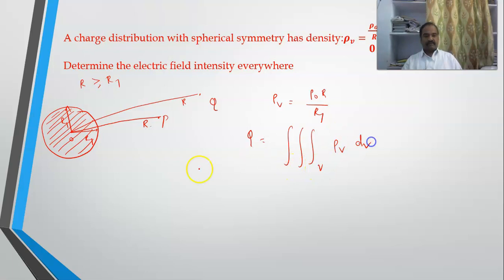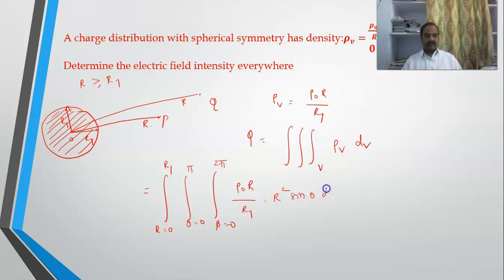Rho v dv. So what I will be getting? r must be varying from 0 to r1, the entire r1 now, because I am considering the entire sphere. And theta is from 0 to pi, phi is from 0 to 2 pi, rho naught r by r1 into r square sine theta d theta d phi, right? This is the form. Now again, what I will be getting? I will remove this, I will write it as r cube now.